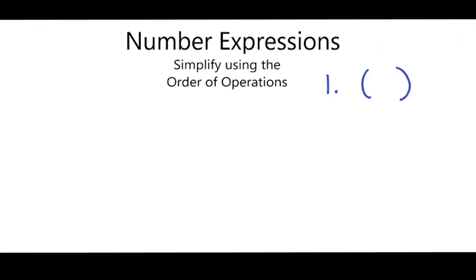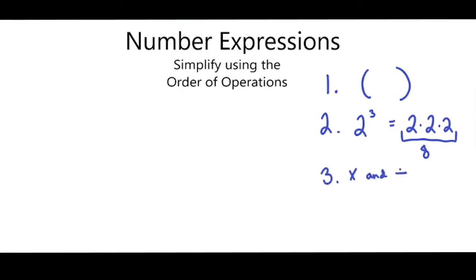Well, after that, step 2 is to do anything that is an exponent. For instance, if I have 2 to the third power, that's 2 times 2 times 2, which is 8. Next, you do multiplication and division from left to right. That means if you actually come across division before multiplication from left to right, you do the division first.